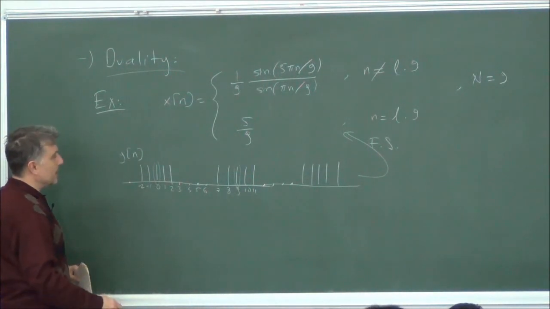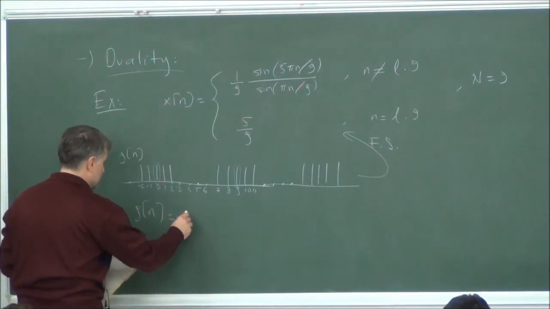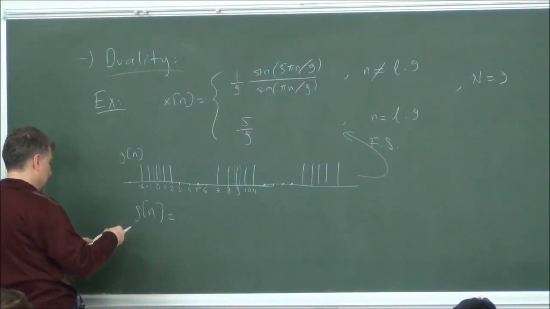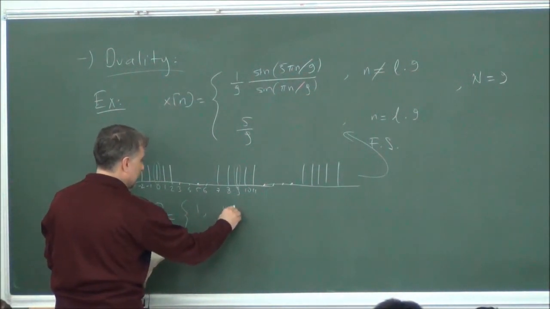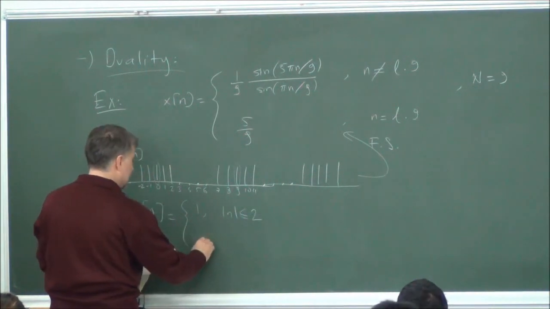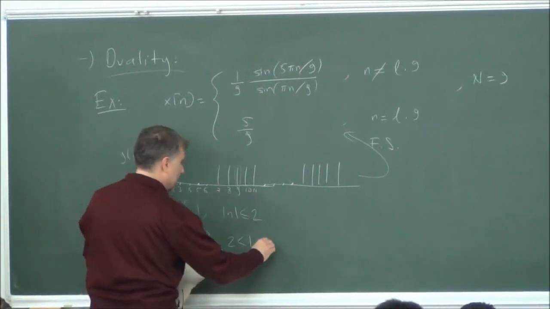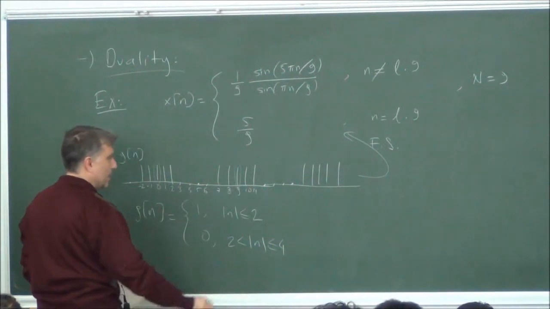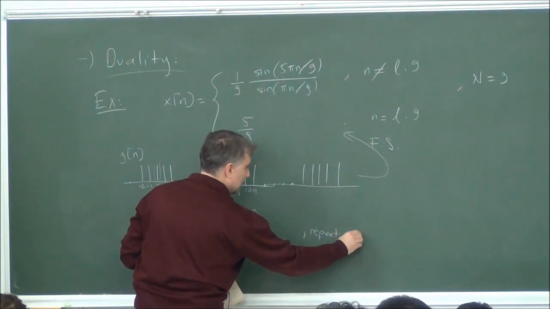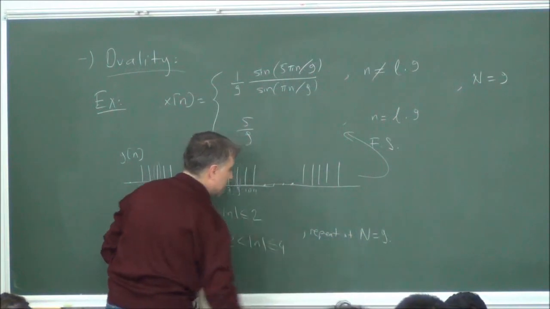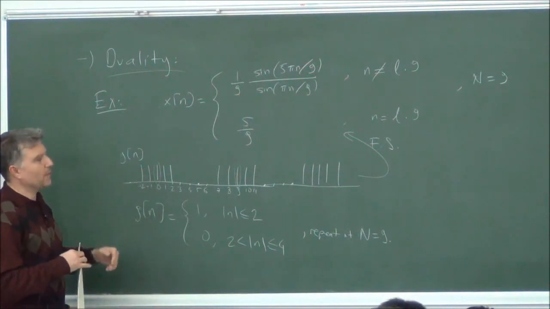So the period is 9, and the way to express g of n systematically would be like this. It is equal to 1 when the magnitude of n is less than or equal to 2, and 0 when it is greater than 2 in magnitude and less than or equal to 4. And then repeat at a period of 9. That's how you can express this g of n.